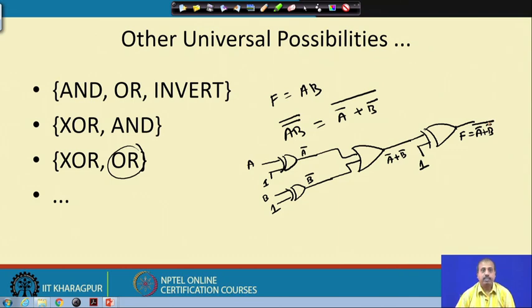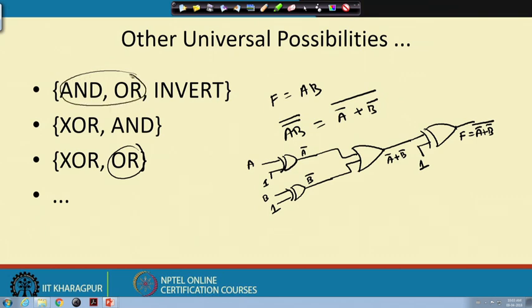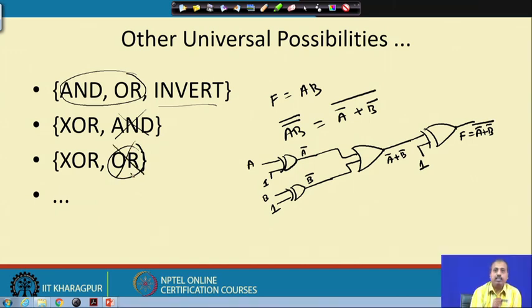So, this way we can realize this. XOR OR is also a universal combination. You can find many other universal combinations which do not include NAND and NOR gates. But the fundamental thing is, if you are given only AND and OR, then it is not a universal set, because you cannot do inversion. Similarly, in the XOR family, if AND or OR is not given, then XOR alone will not act as a universal set, because in that case you cannot realize all possible basic gates from there.